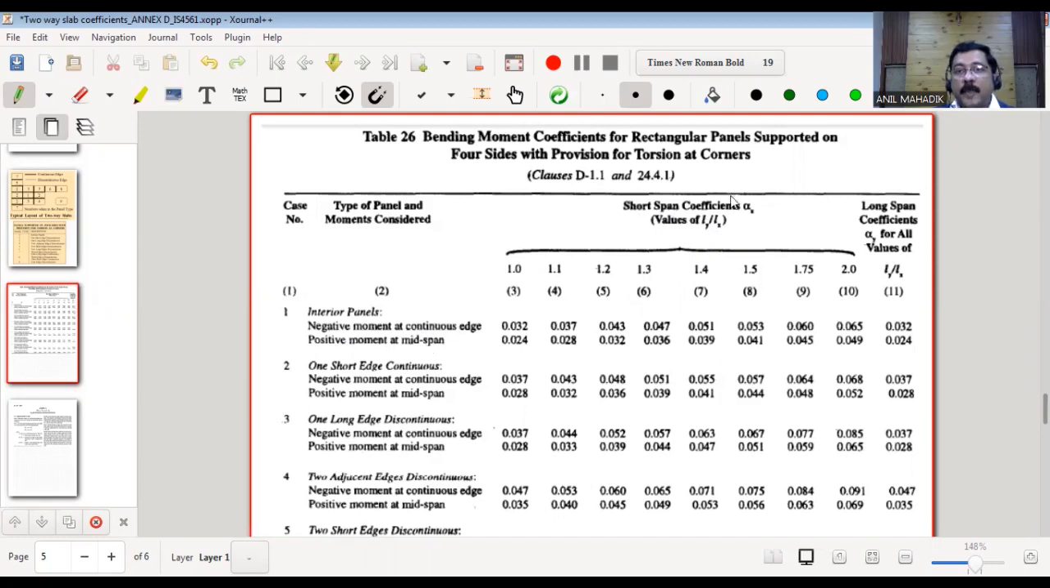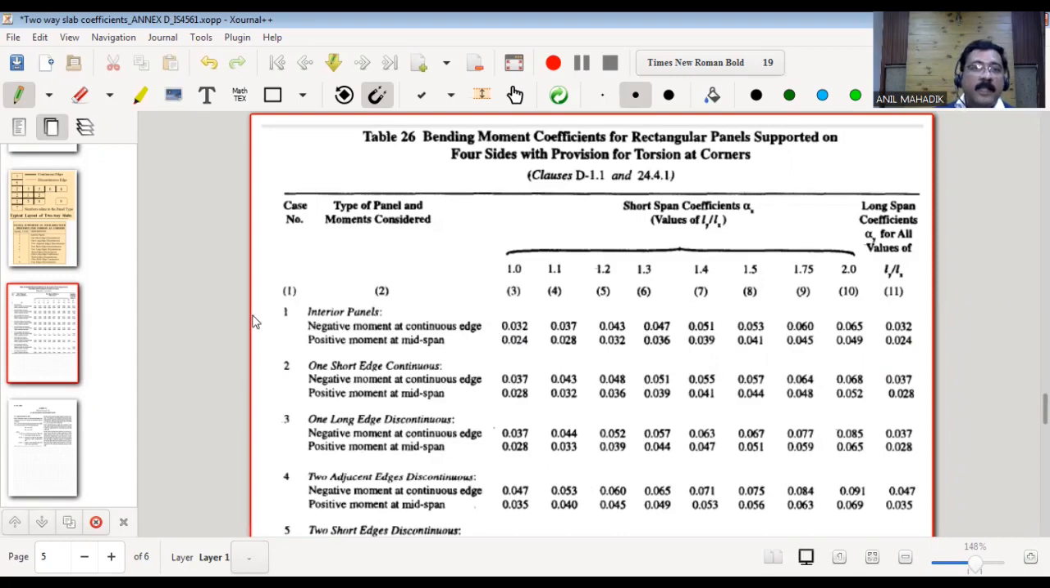So this is a short span, that means alpha x. And there is a long span also. Here you can see alpha y, and that too negative and positive. So alpha y negative positive and alpha x negative positive. Now we will take one example to understand what the alpha x and alpha y values are for that problem.